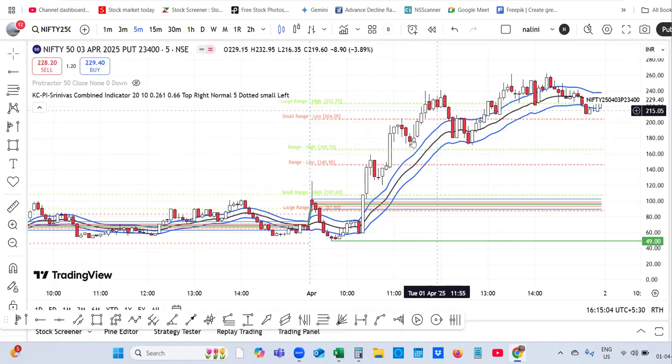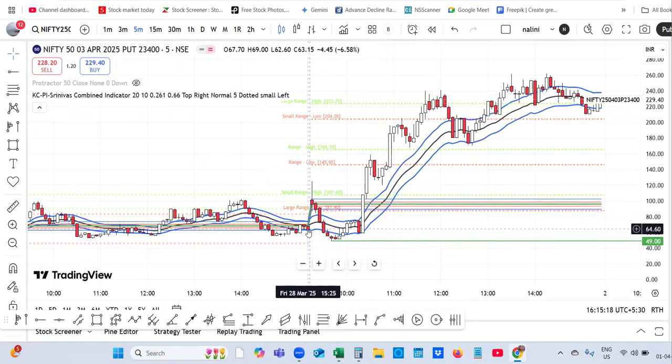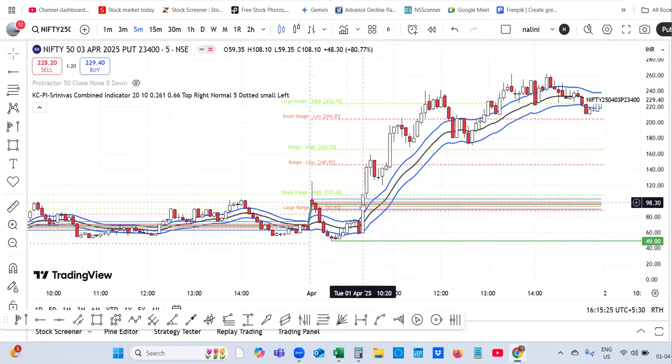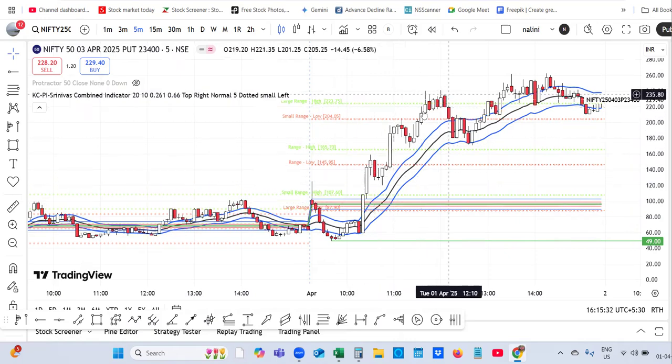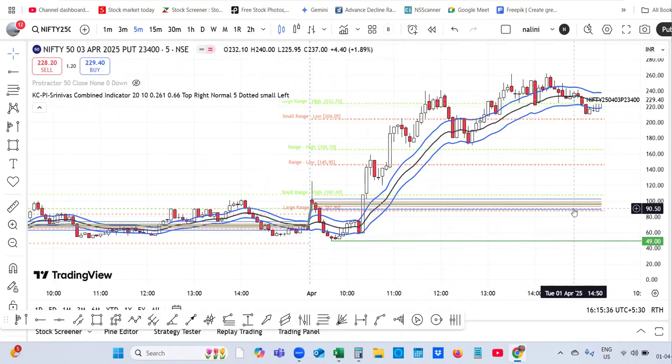So it started moving. When it started moving above this Keltner channel, and if you can also calculate from the previous day close. Previous day close was 49 or something. You could have calculated. And when it started moving above this Keltner channel, then it became positive. The direction was negative. You can see how the put option has gone.